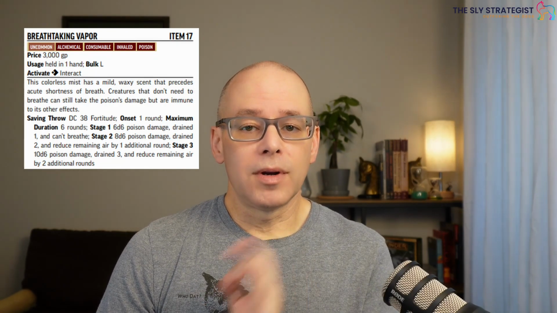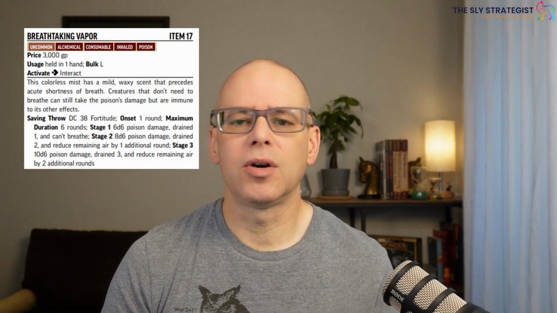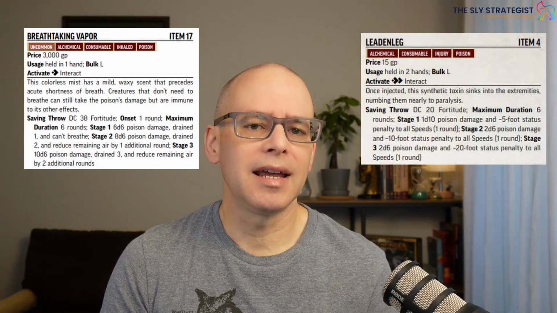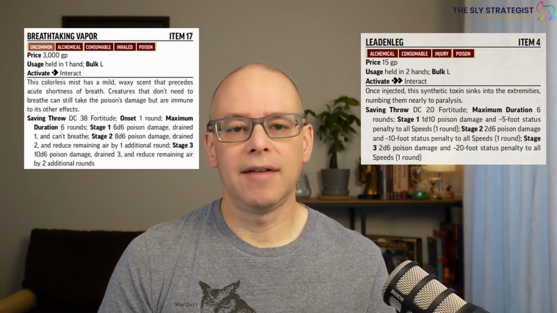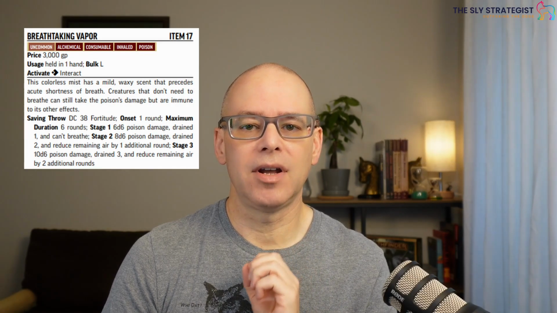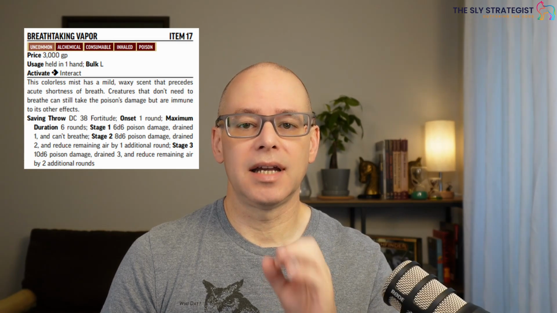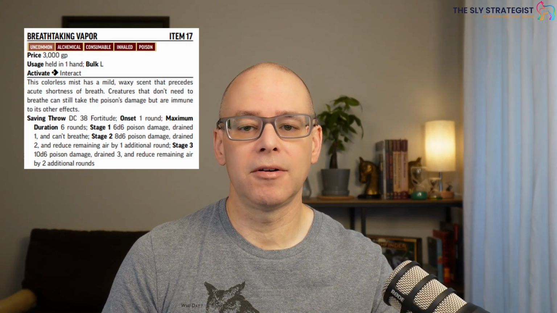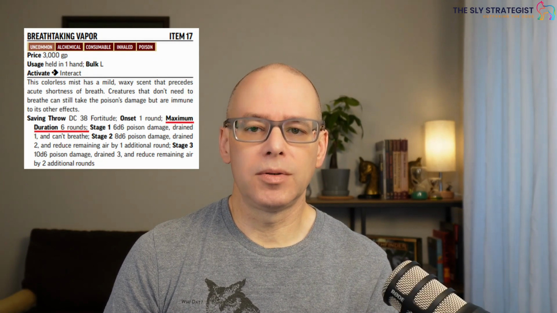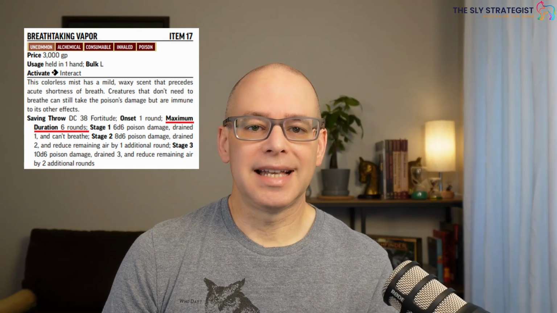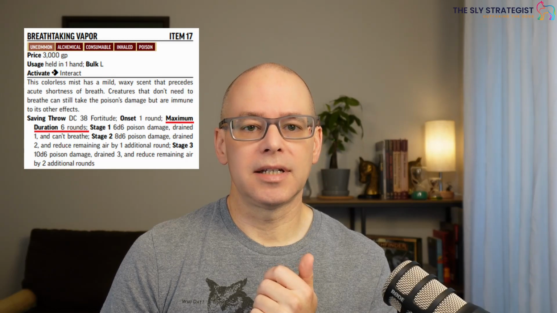Once again, for these particular afflictions with the onset time, it's usually listed if it has one. There are some that don't. A good example here is leaden leg, which is another alchemical poison that does not have an onset period. If it doesn't have an onset period, that basically means that you get the effects for the first stage immediately upon failing the saving throw. Now, there will also be a maximum duration most of the time if the affliction lasts a limited period of time. In this particular case, it is going to be 6 rounds.